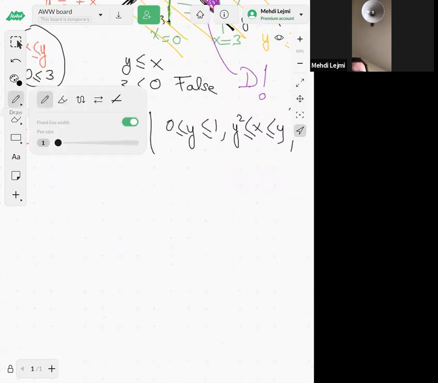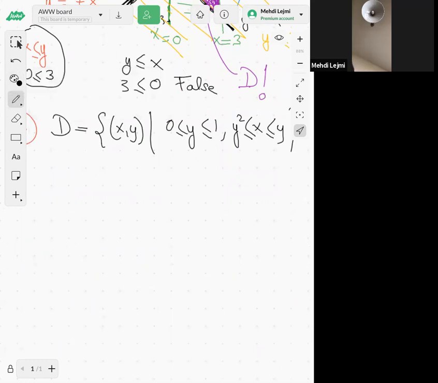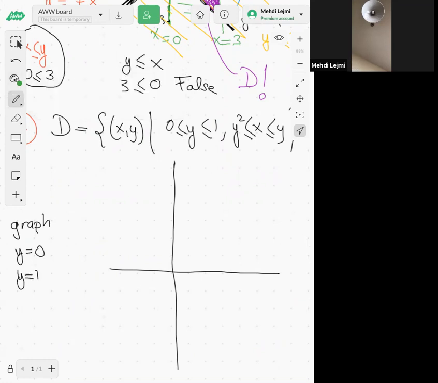So I'm gonna graph the functions y equals 0, y equals 1, right? Because your y is between 0 and 1. All right, so x-axis, y-axis. So let's say this is 1, this is 2, 3, 4. Let's say this is 1, 2.